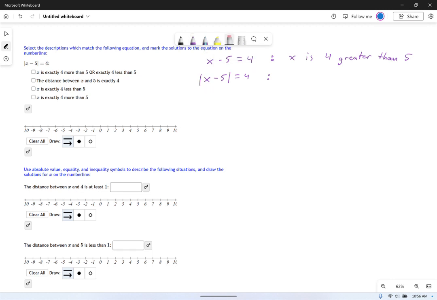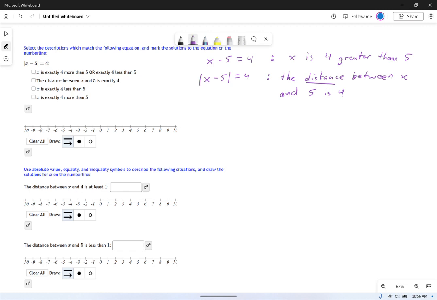In this case, what I'm saying is the following. The distance between x and 5 is 4. And you may think, well, that sounds a lot like the sentence above it. And it's true, it does. But there's two possibilities when I use the word distance. Okay, this word distance could mean 4 more or 4 less.